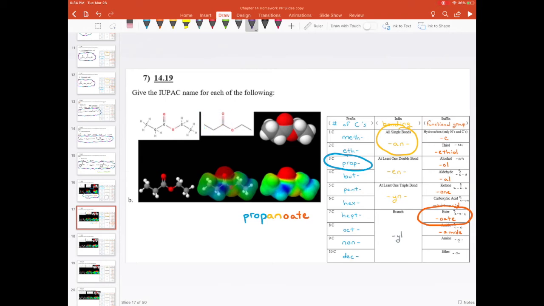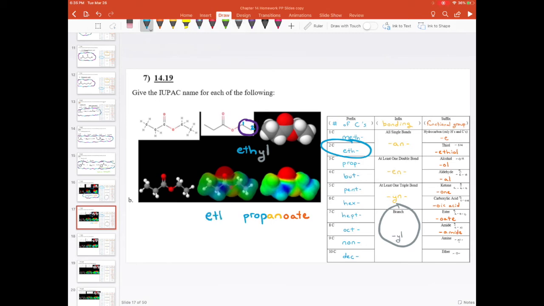Now we have another carbon chain, the carbon chain that doesn't have the double bond. This is on the other side of the ether oxygen. In this carbon chain we have two carbons. So the prefix is going to be eth. The carbon chain that doesn't have the double bond to oxygen is named as a branch, and so immediately after that prefix is going to come YL. We take that branch name and we put it in front of the backbone name, and we get ethyl propanoate. Ethyl propanoate would be the name of this molecule.